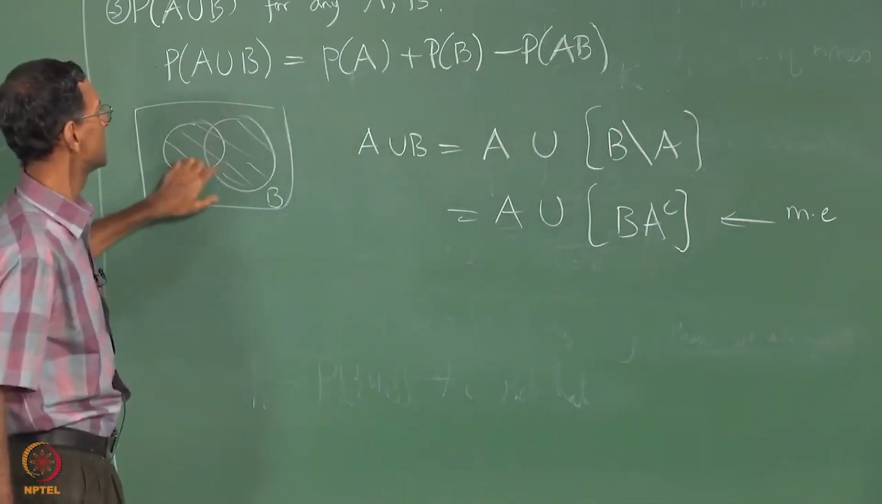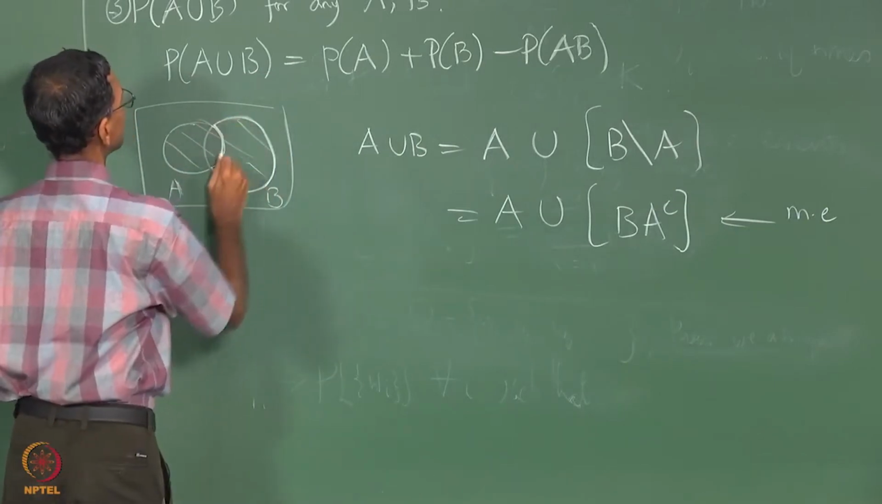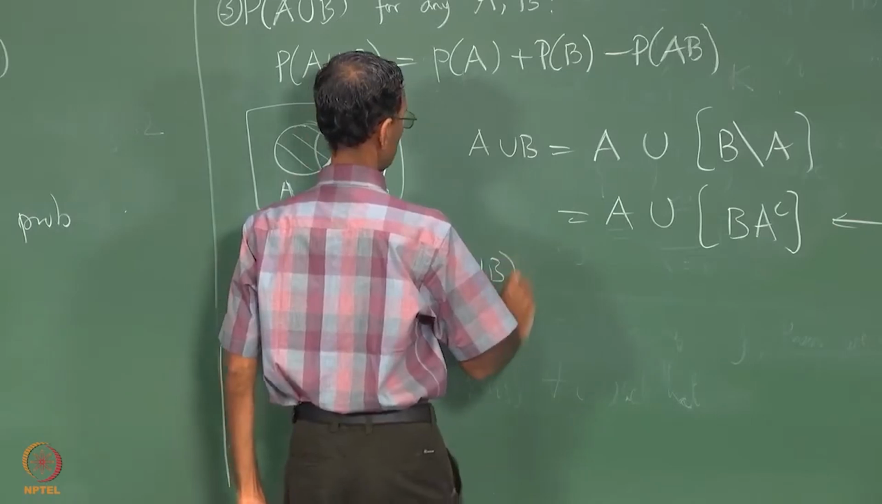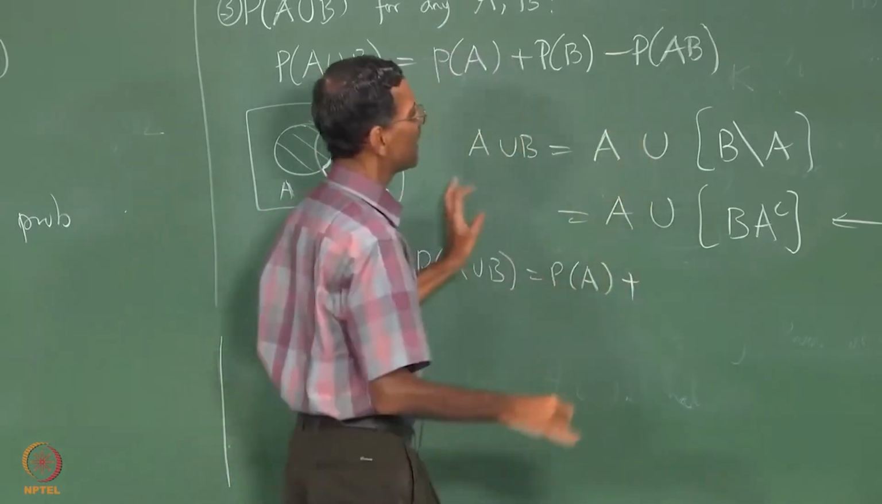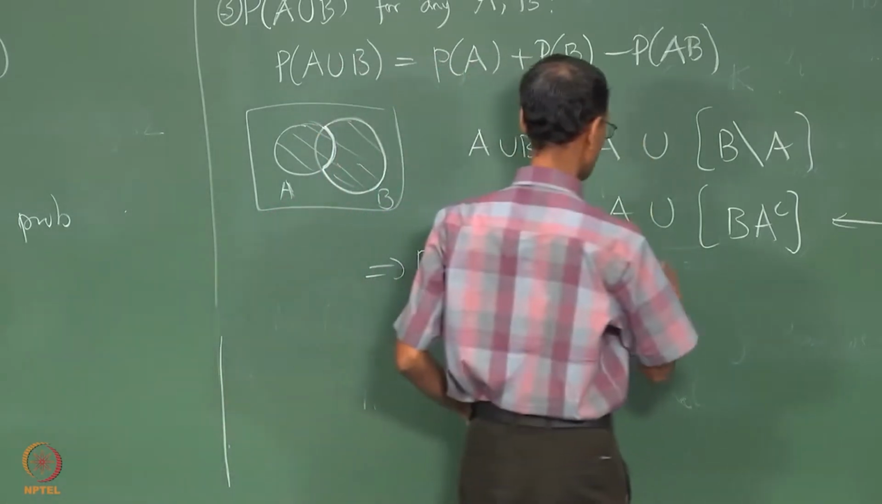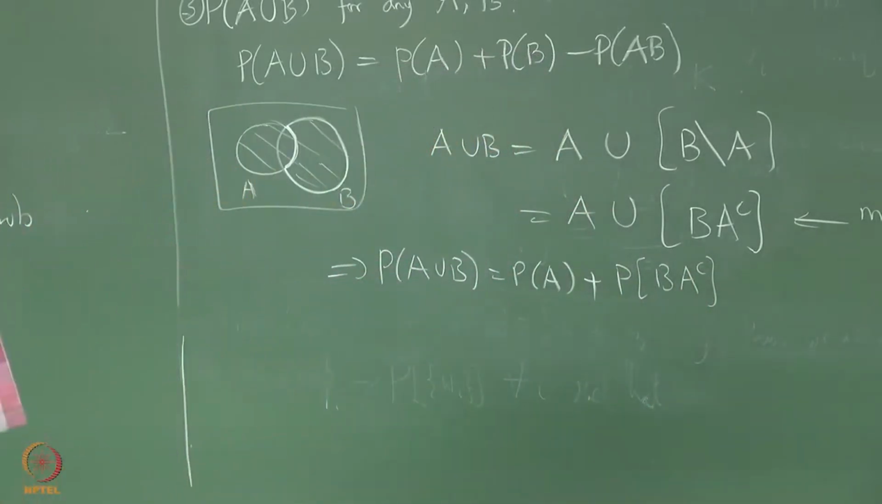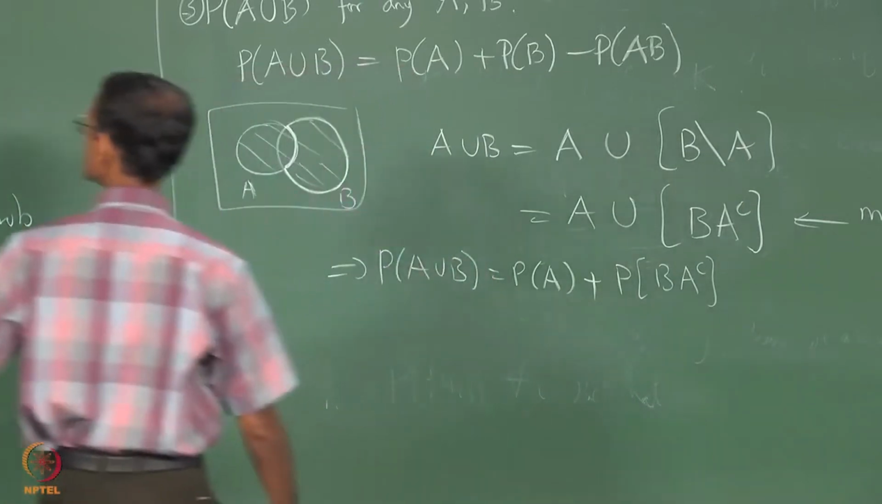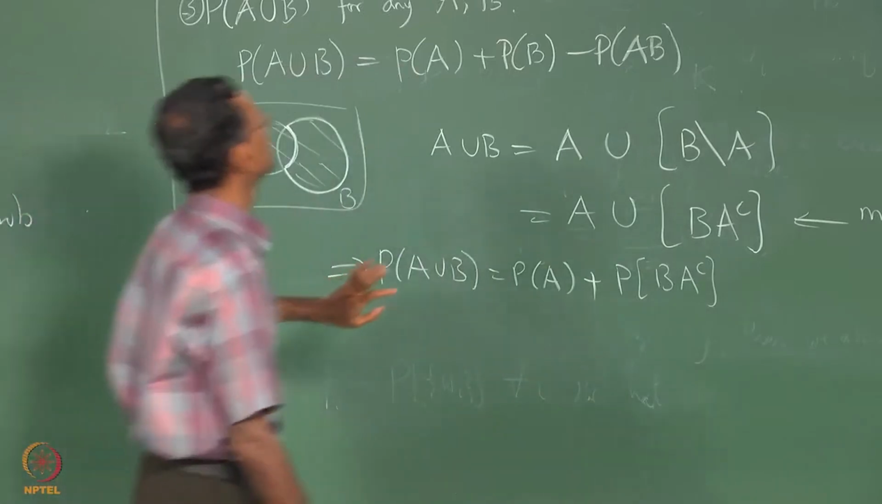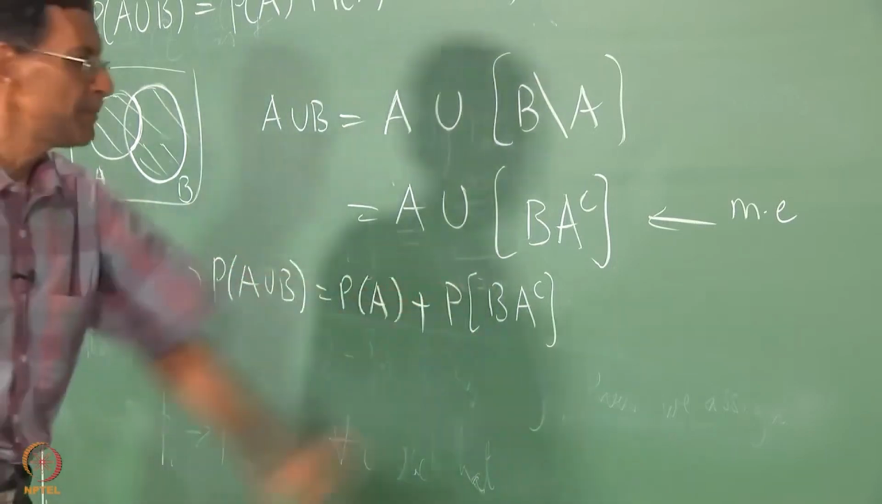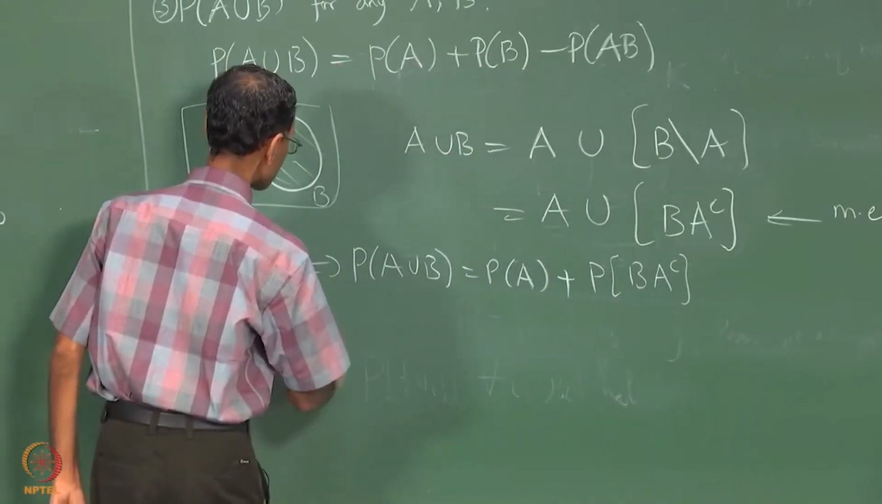This A is exclusive of BAC, and therefore I don't have to worry about the intersection when I just go back to the axiom. I just write this as P of BAC. And then from this it's easy to derive that this must be PB minus PAB. So in general this P of BAC, whether it's this form or this form, is PB minus PAB.